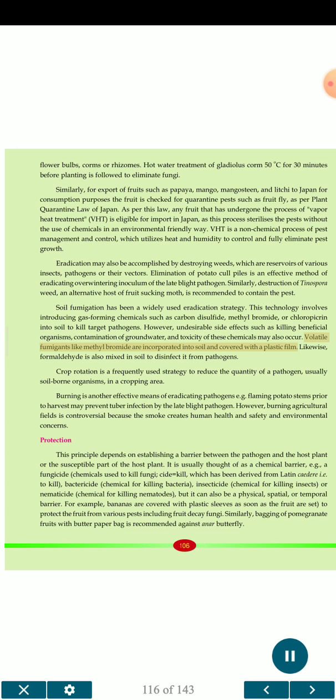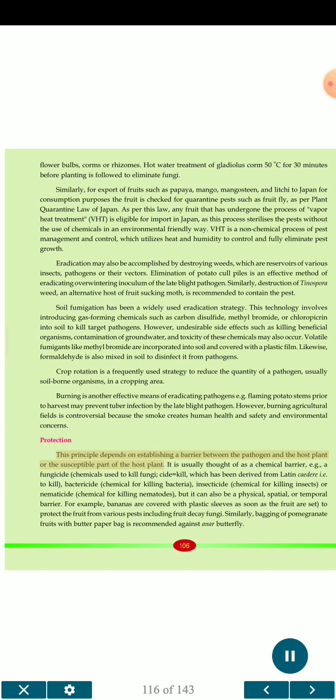Volatile fumigants like methyl bromide are incorporated into soil and covered with a plastic film. Likewise, formaldehyde is also mixed in soil to disinfect it from pathogens. Crop rotation is a frequently used strategy to reduce the quantity of a pathogen, usually soil-borne organisms, in a cropping area. Burning is another effective means of eradicating pathogens, e.g. flaming potato stems prior to harvest may prevent tuber infection by the late blight pathogen. However, burning agricultural fields is controversial because the smoke creates human health and safety and environmental concerns.